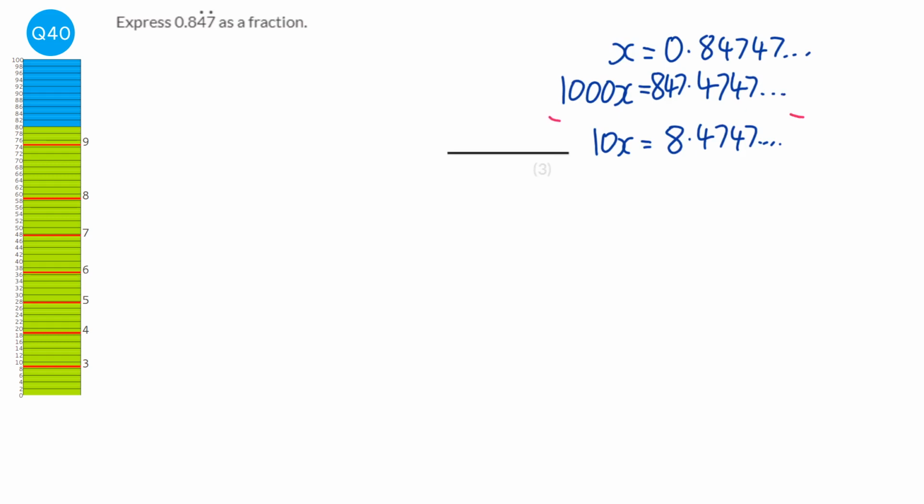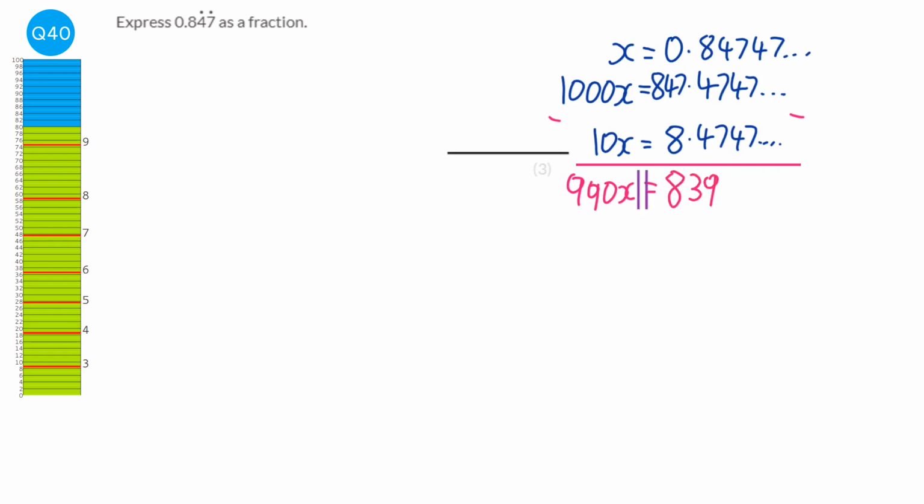Next, I'm going to take away everything. So 1,000x take away 10x, and that's going to be 990x. And then 847.4747, etc. Take away 8.4747, etc. It's just going to be the same as 847 take away 8, because the recurring stuff will just cancel each other out. So 847 take away 8 is 839.